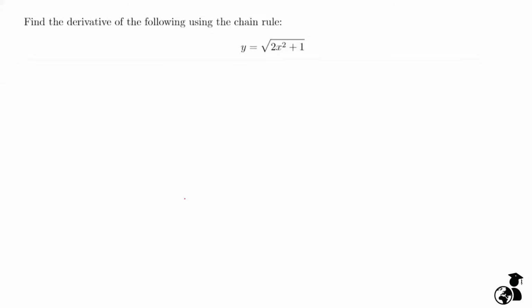So notice that I'm saying of. Whenever we hear an of, that usually means we're going to have a chain rule. For example, log of x squared plus 1 or sine of x squared plus 1. Whenever we hear of, that usually means chain rule. Note as well, another way we can write the square root of something is to the power of a half. So y, or the formula, can simply be rewritten as 2x squared plus 1 to the power of a half.